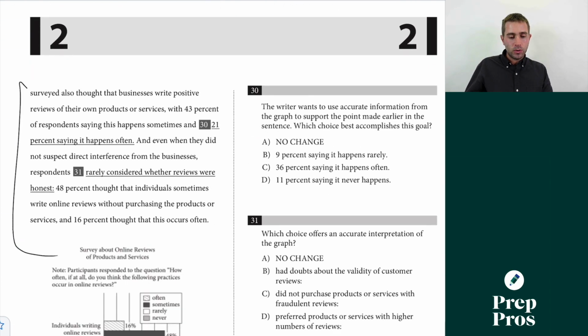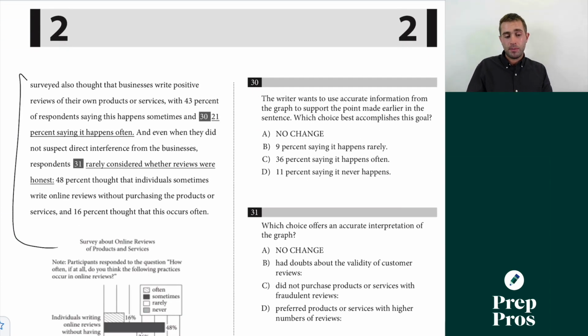The individuals surveyed also thought that businesses write positive reviews of their own products or services, with 43% of respondents saying this happens sometimes and 21% saying it happens often. So we'll come back to these after reading through the rest. And even when they did not suspect direct interference from businesses, blank 48% thought individuals sometimes write online reviews without purchasing the products or services, and 16% thought this occurs often.